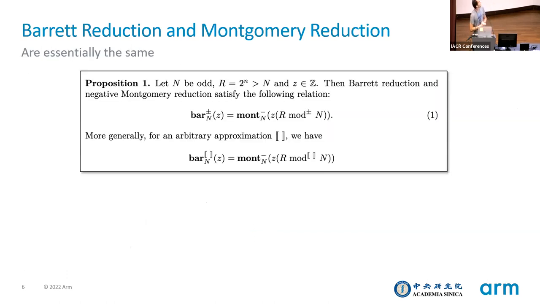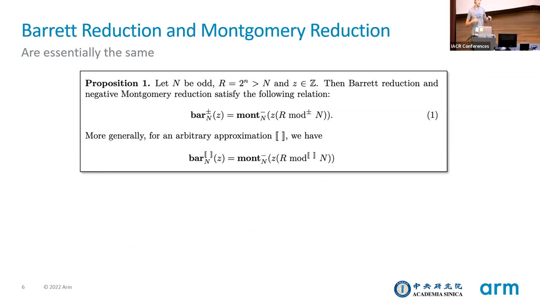I'm going to explain that in a second, but let me emphasize again that you can sit down and calculate that for yourself easily. But I hope the last slides give you some idea of why you should expect this in the first place. So the relation is that the Barrett reduction of a number Z is the Montgomery reduction of that number Z times R mod N.